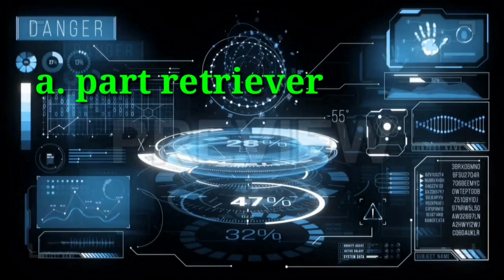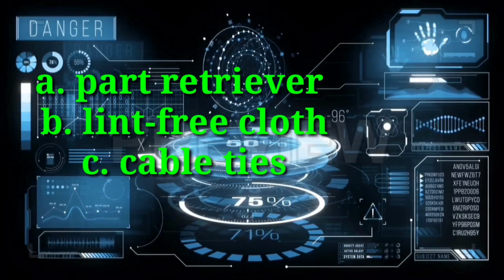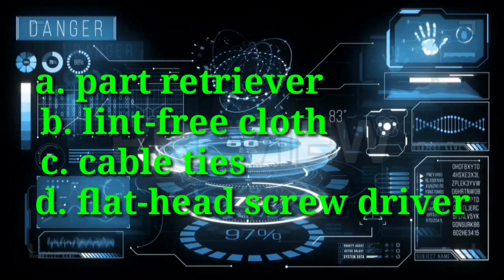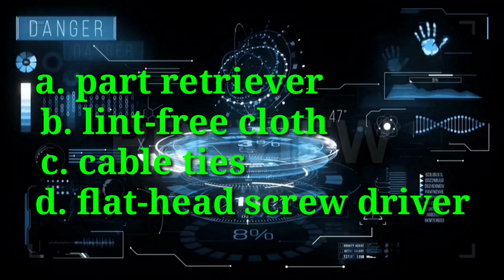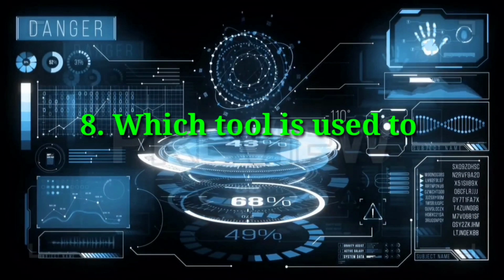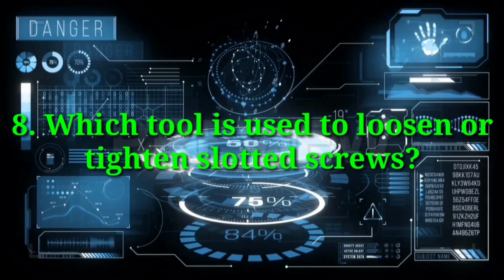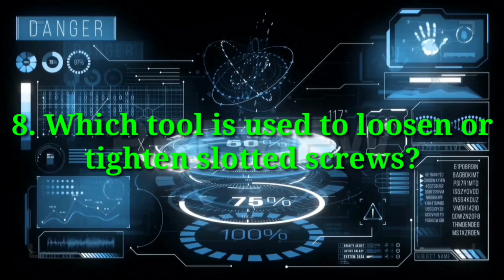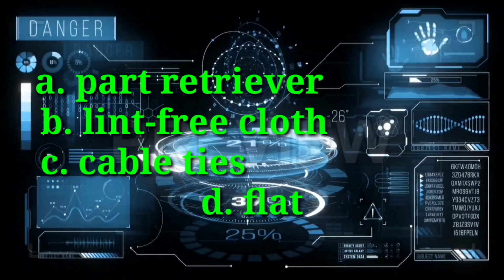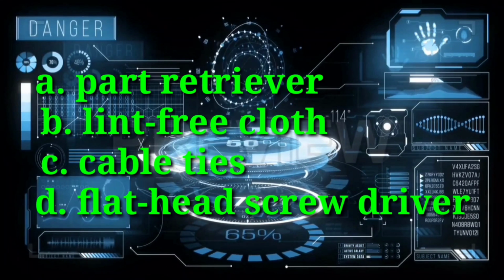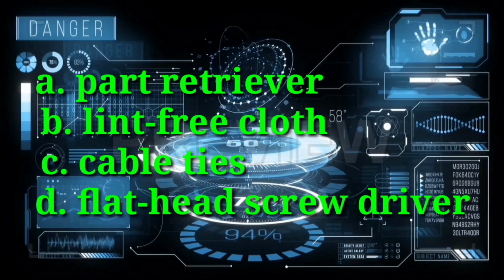A. Part retriever. B. Lint-free cloth. C. Cable ties. And letter D. Flathead screwdriver. Number 8. Which tool is used to loosen or tighten slotted screws? A. Part retriever. B. Lint-free cloth. C. Cable ties. And letter D.